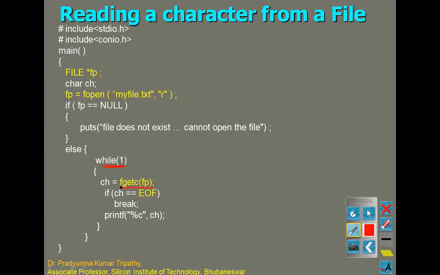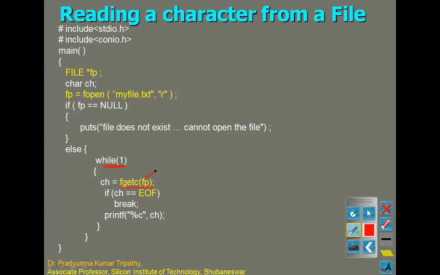But fgetc, once the f is there, means it will read from a file. From which file? From this file, fp. This fp is nothing but this myfile.txt. It will read a character and store it in cs. What is cs? cs is declared as a character, so it will store it over there.